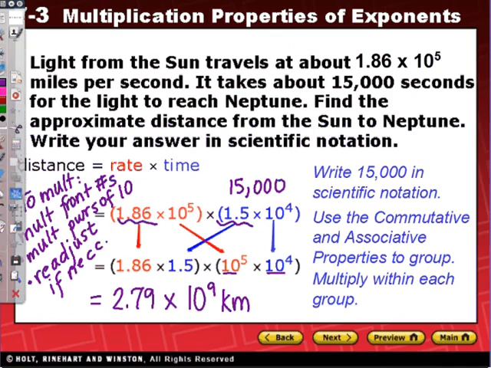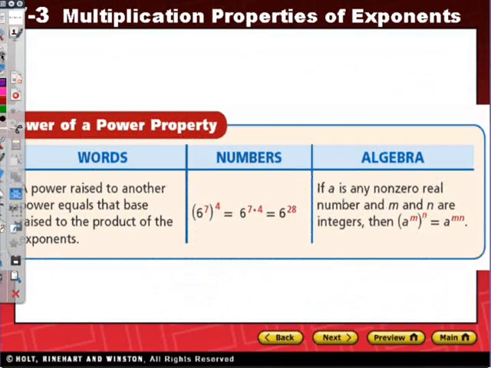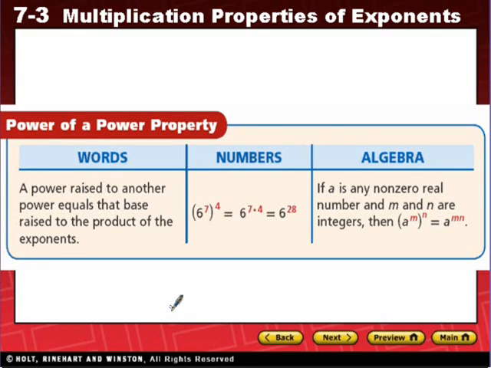Now we get to a new property, a power of a power property. When you have a power raised to another power, it equals that base raised to the product of the exponents. So now, when you multiply the powers, you multiply the exponents.